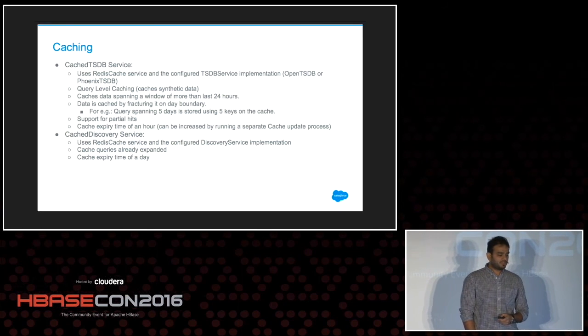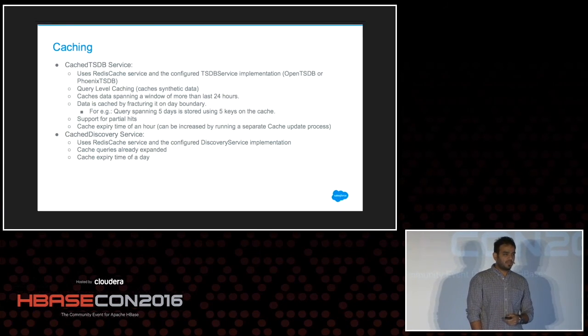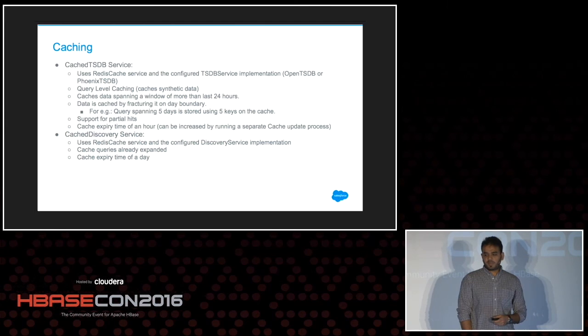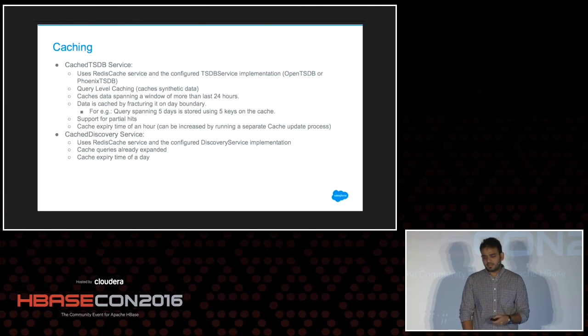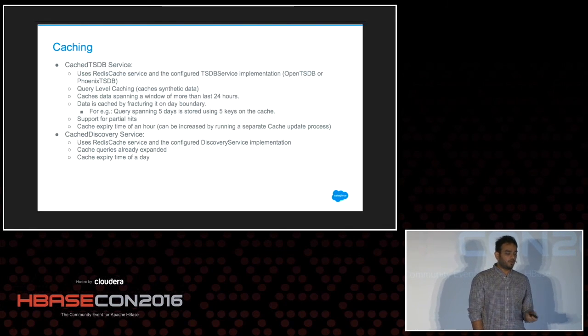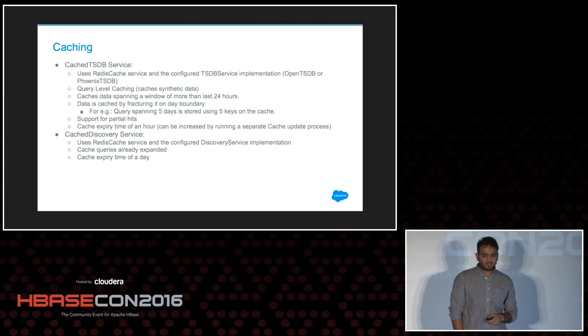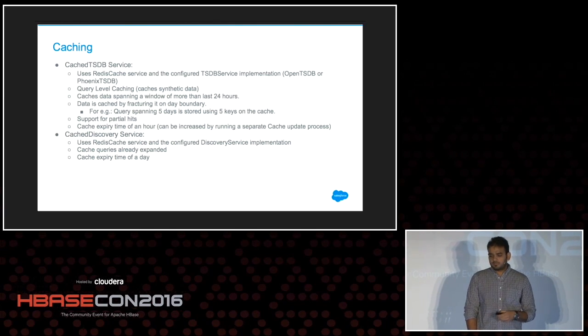We also have a cached discovery service which caches the results of a wildcard query. The key would be a wildcard query, and the value for that cache entry would be a list of all the expanded non-wildcard queries. The cache expiry time for that is a day, since the wildcard expansion doesn't really change that much.